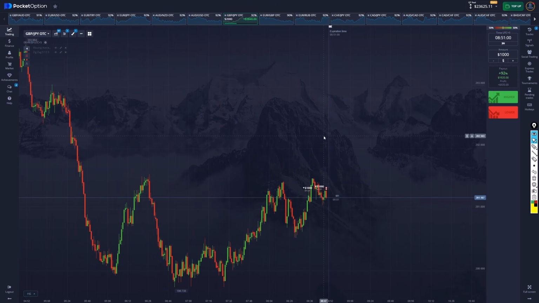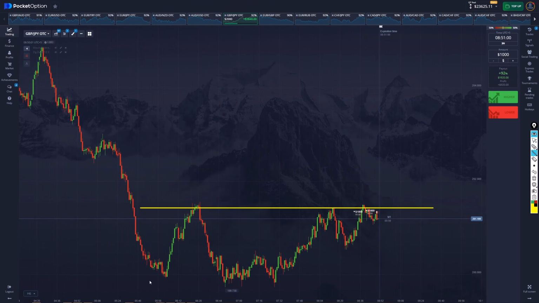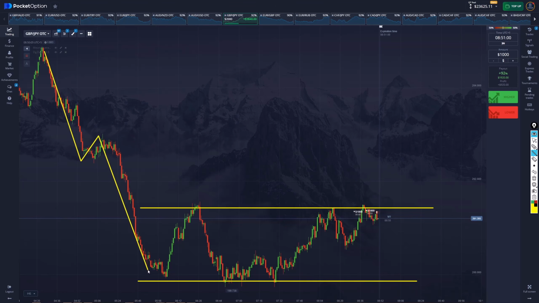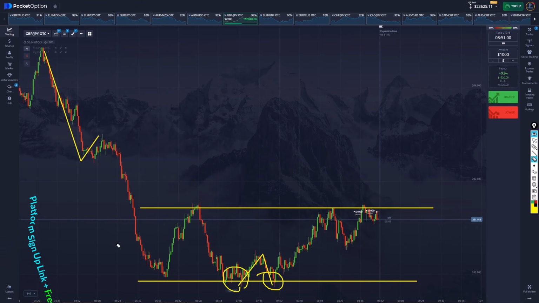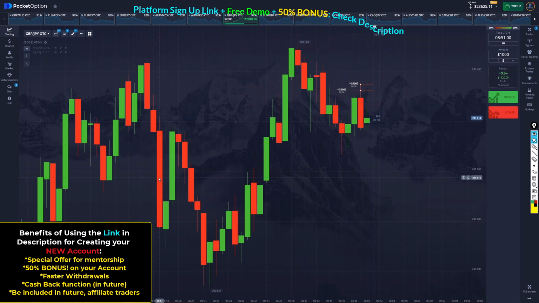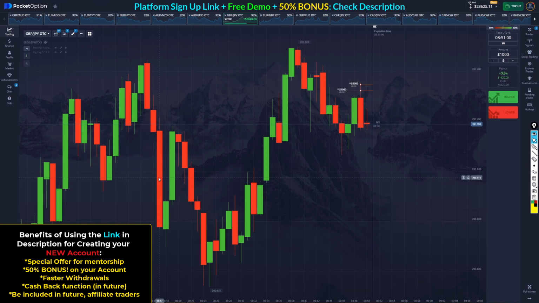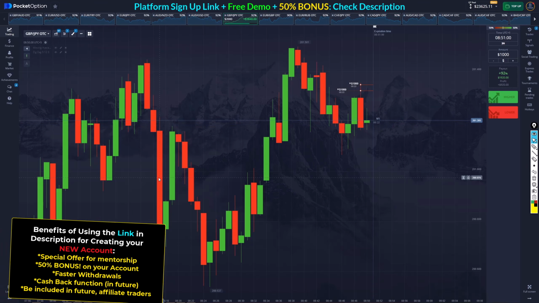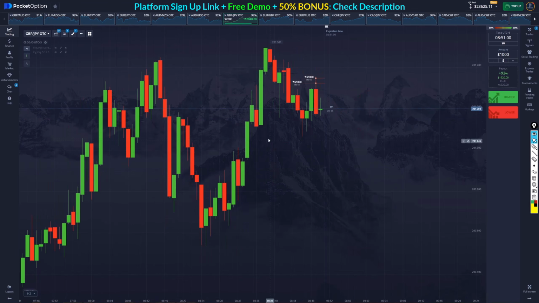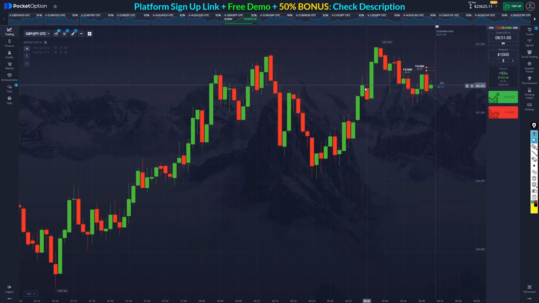This right here, it's a major ranging market, while we previously had this downtrend, and now we are inside of this range, double bottom here, and then, all right, this trade is about to close.